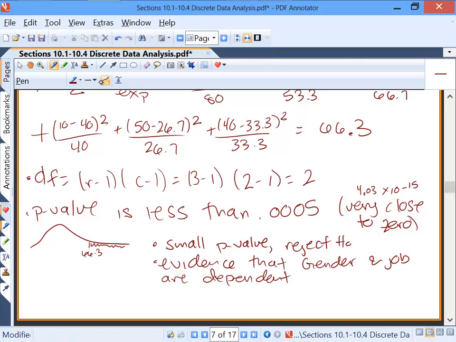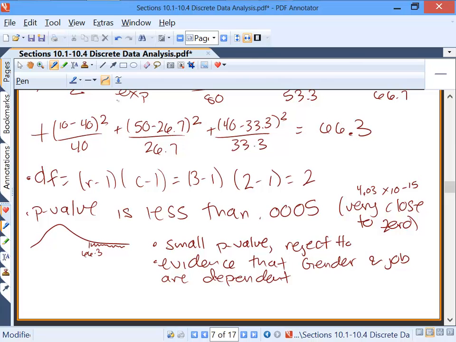Okay, that's an incredibly small p-value. What could you say to your boss to put it even more in context if he doesn't remember what independent and dependent mean? There's very strong evidence that gender affects the job. Okay. Very strong evidence that gender affects the job.